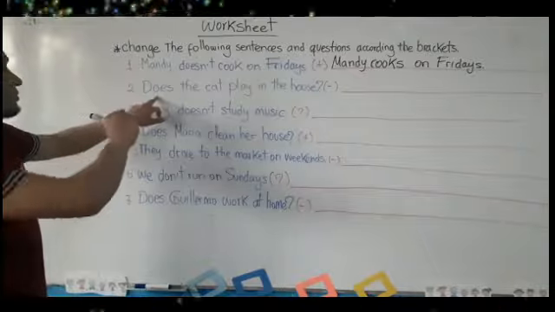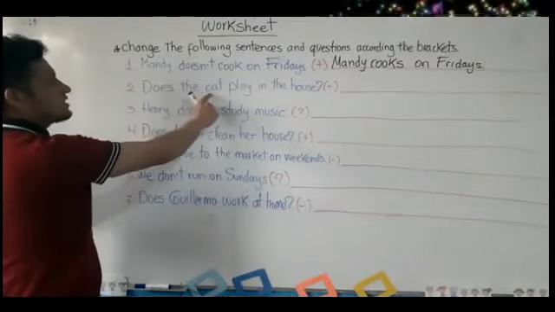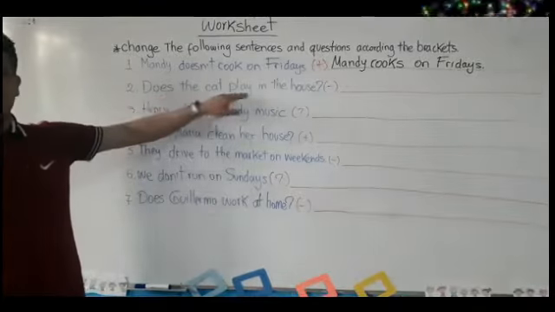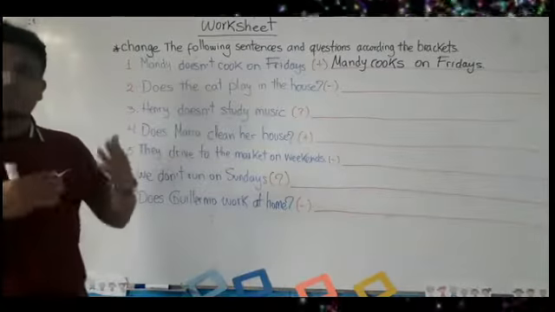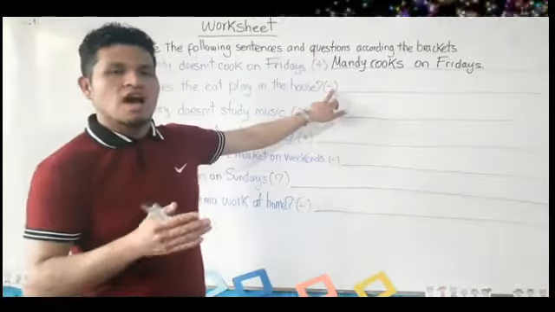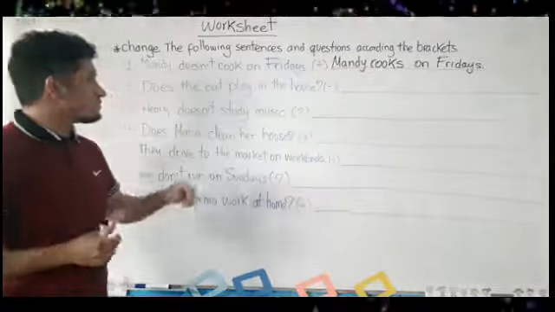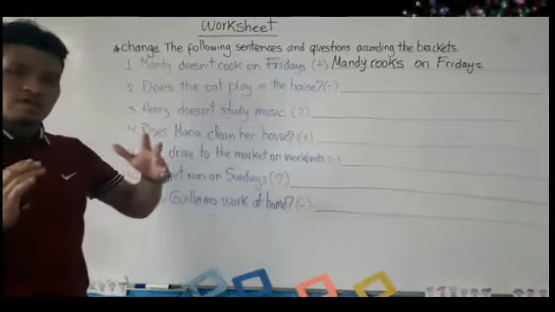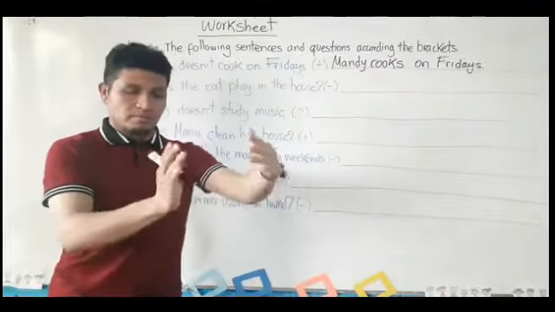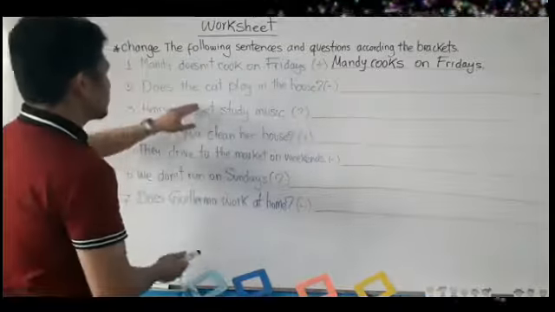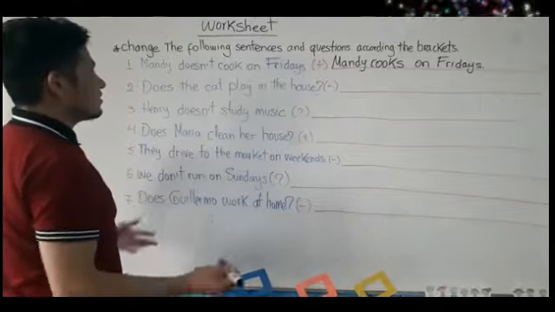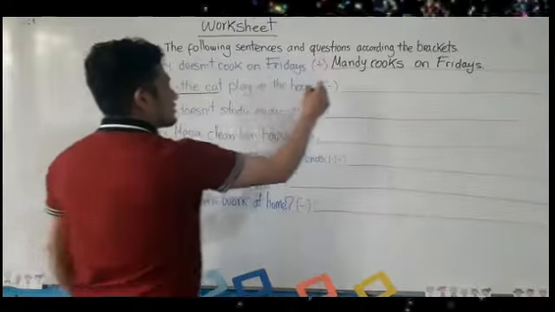This is a question. Does the cat play in the house? Does the cat play in the house? Now, we have to change it into negative sentence. How would be the negative sentence? So, first, the structure. Subject, auxiliary doesn't, verb, complement. So, first, we have to find the subject here. What is the subject? The cat.